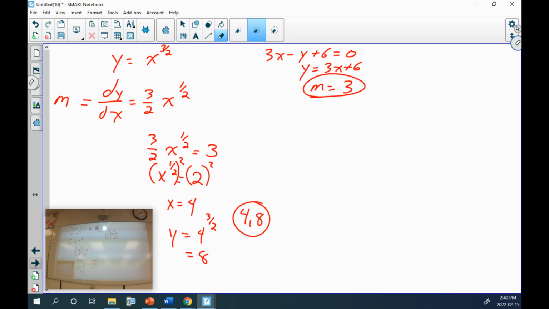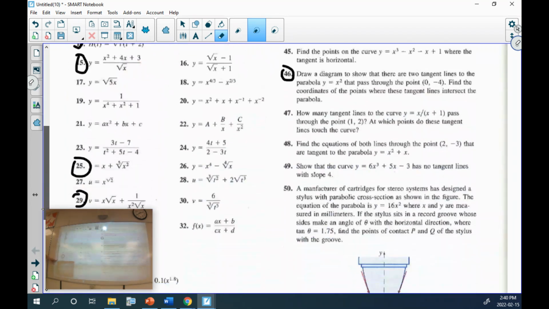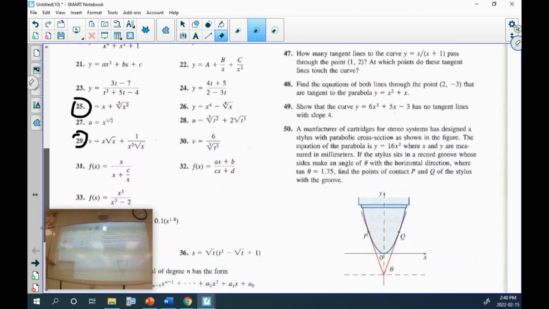Now the question doesn't ask what's the equation of the line that is tangent to it, but we could take it that next step and find the equation of the line that passes through the point (4, 8) that has a slope of 3. Okay. I do get the feeling I'm talking to myself.